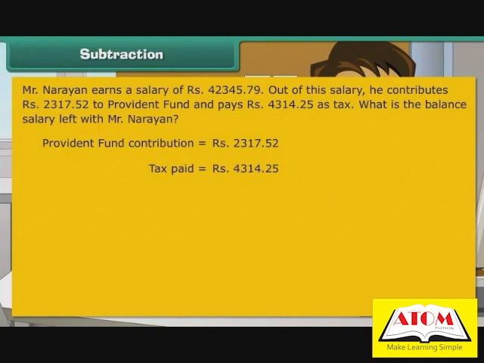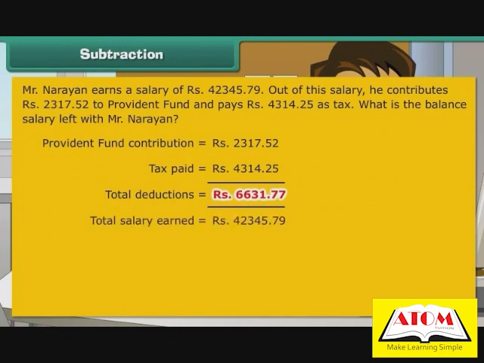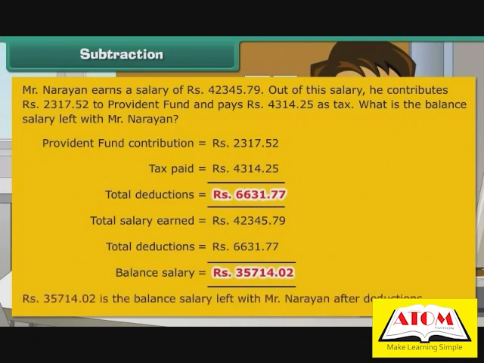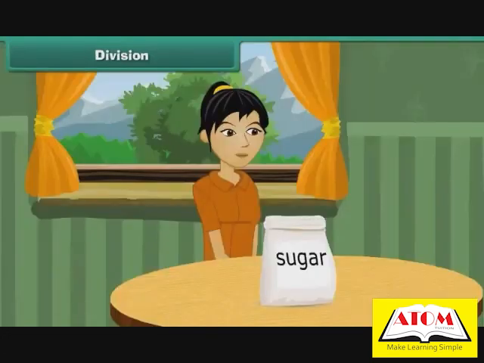4,314.25. We add the two to get the total deductions as rupees 6,631.77. Total salary earned is rupees 42,345.79. We subtract the deductions from the salary earned to get the balance salary as rupees 35,714.02. Rupees 35,714.02 is the balance salary left with Mr. Narayan after deductions.